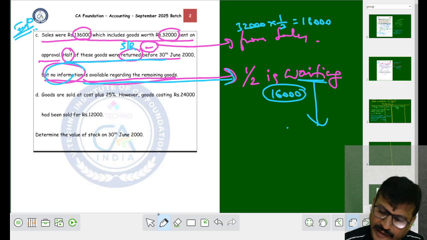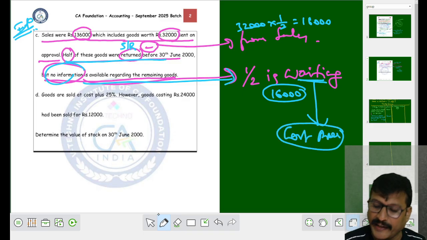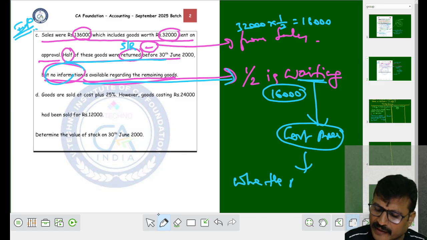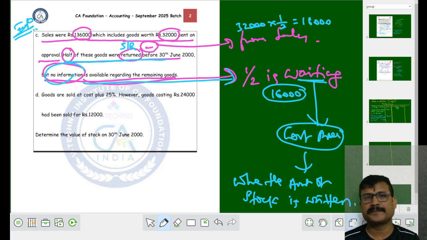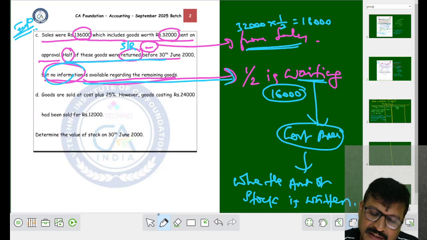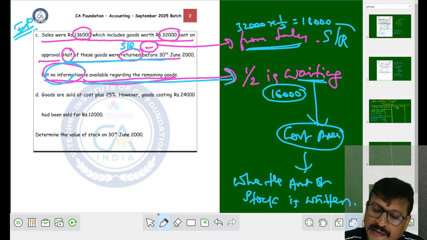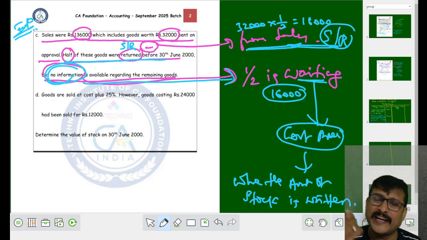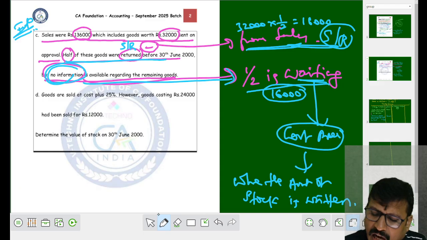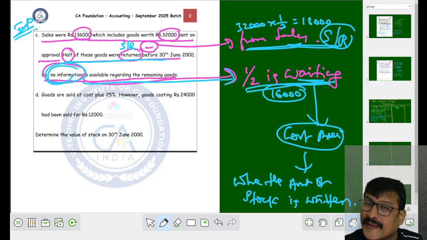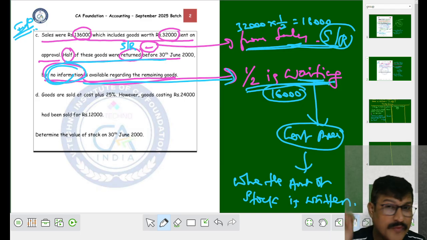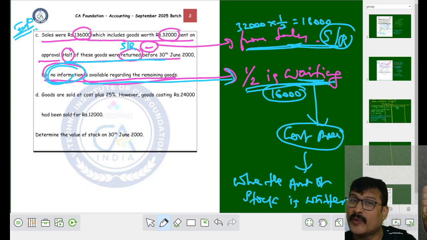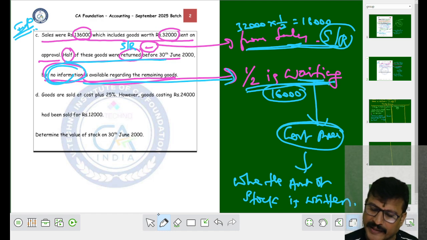Waiting, what to do? We have to take cost price, in such a place where the amount of stock is written. Half of the goods are returned means it is nothing but sales returns. It is to be subtracted out of sales. Remaining half, no information is available. He didn't accept it, he didn't reject it. We have to say that half of the goods are still in waiting. What to do when the goods are waiting on approval basis? All these points are given to you under the points to be remembered. We have to take cost price, in the place where the amount of stock is written.